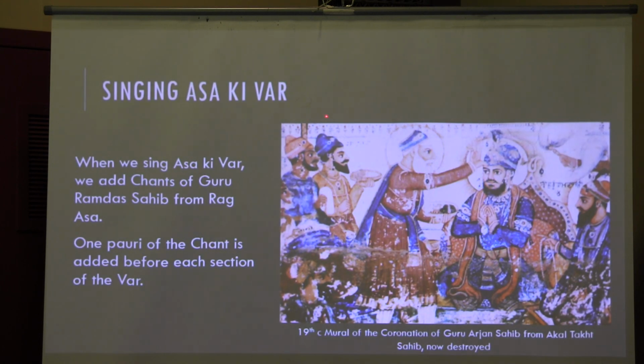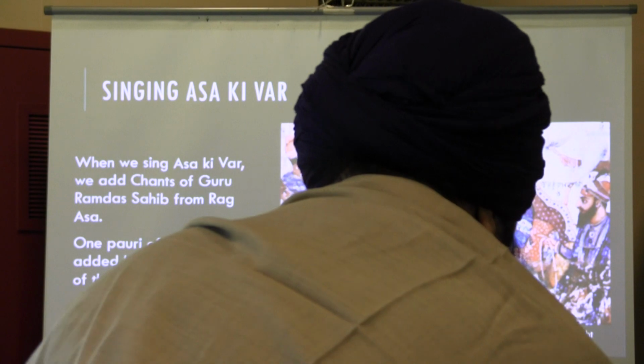Now when we sing Asa Ki Vaar, here we have a painting from Kartarpur that's now destroyed. This is Guru Ramdas Ji and Baba Buddha Ji making Guru Arjan Sahib Ji the next Guru. When we sing Asa Ki Vaar, we add in the chhants of Guru Ramdas Ji. So you guys know this. When you sing Asa Ki Vaar, if you look at it when you're reading in Guru Granth Sahib Ji, it doesn't look the same as when we sing it.